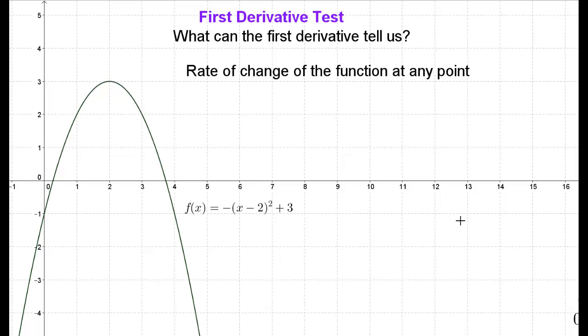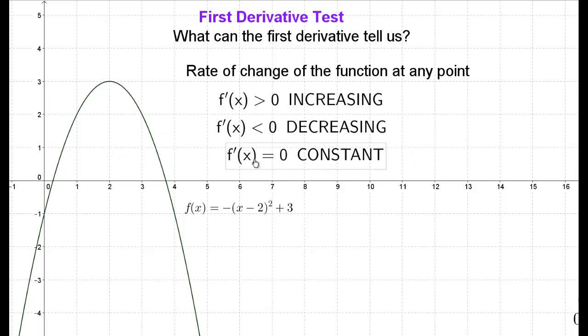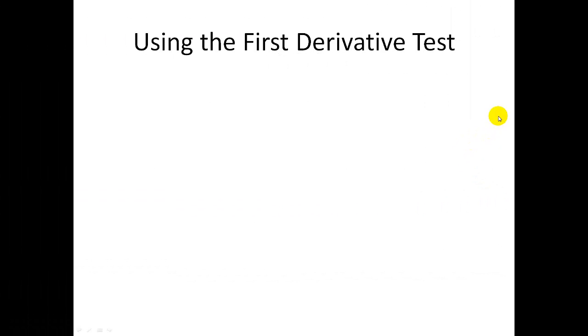So if we were to take the derivative throughout, we would find that where the derivative is greater than 0, the function is always increasing. And this is true of any function. We'd also find that wherever the derivative is less than 0, the function is decreasing. And finally, and perhaps most importantly, where the derivative is 0 represents where the function is constant. So if the first derivative can tell us a lot about the function, whether it's increasing, decreasing, or constant, let's see how we use that first derivative in a step-by-step way.